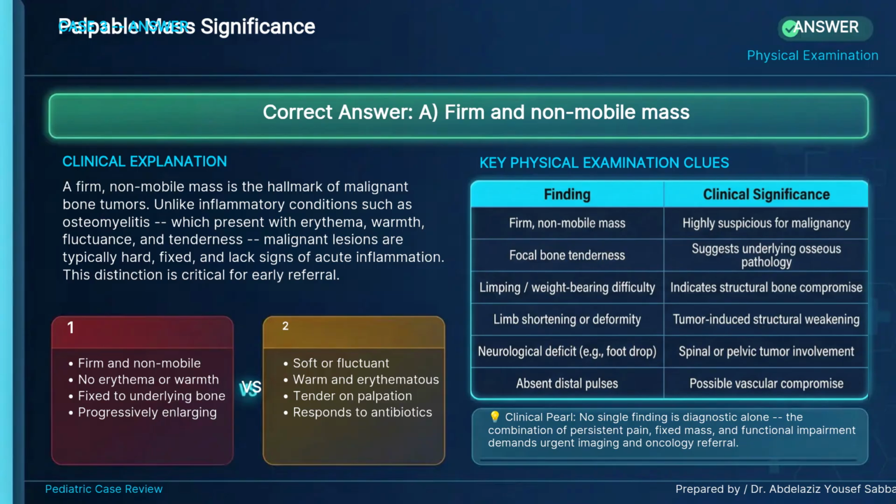Key physical examination clues include a firm non-mobile mass, which is highly suspicious for malignancy, focal bone tenderness suggesting underlying osseous pathology, limping or weight-bearing difficulty indicating structural bone compromise, limb shortening or deformity from tumor-induced structural weakening, neurological deficit, such as foot drop suggesting spinal or pelvic tumor involvement, and absent distal pulses suggesting possible vascular compromise. No single finding is diagnostic alone. The combination of persistent pain, fixed mass, and functional impairment demands urgent imaging and oncology referral.